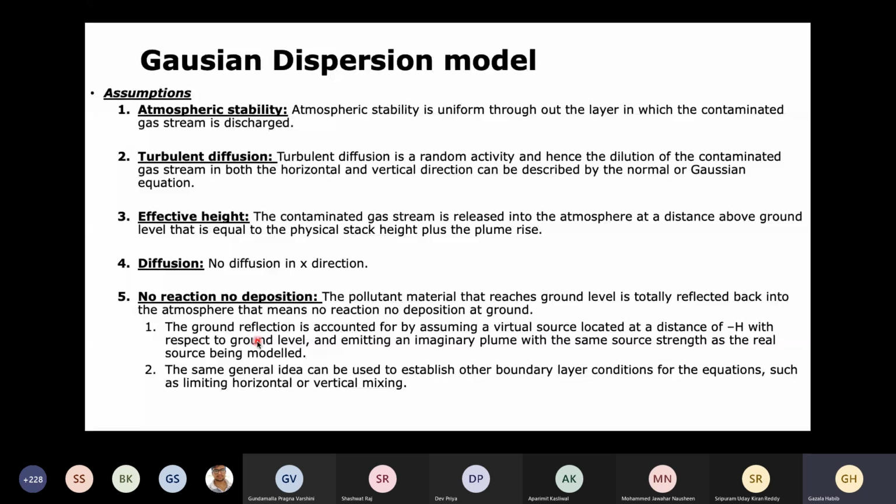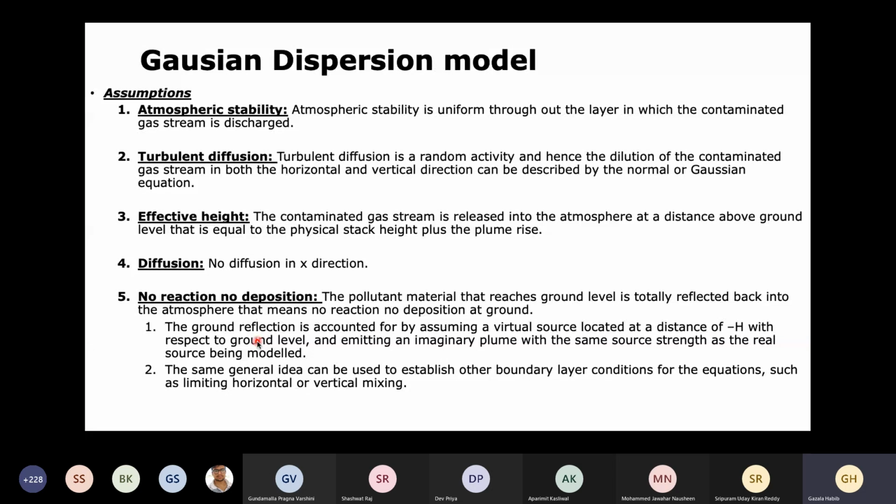Now, what it is assuming is that the spread of pollution, or you can say dilution of the pollution in the atmosphere, follows a certain pattern. It's a distribution. The concentration distribution of pollutant follows a normal or Gaussian equation. Okay, normal distribution equation. This is what is assumed, which may or may not be true, but we don't have any other choice to simplify the equation.